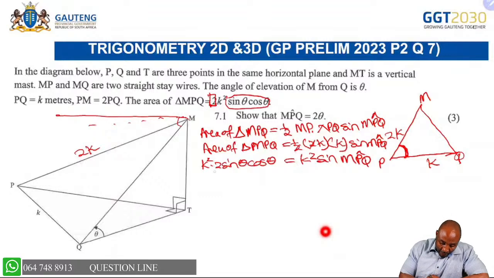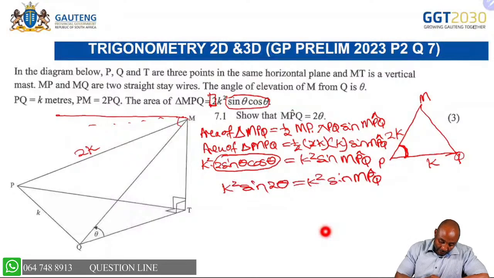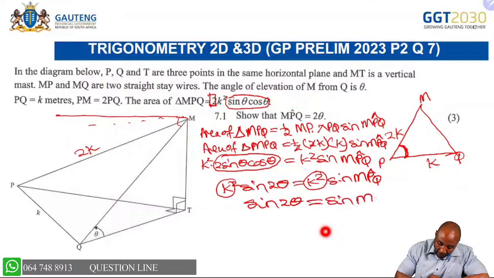Now, I know that 2 sine theta cos theta is an identity. So I can write this as k squared sine 2 theta is equal to k squared sine MPQ, or sine P. I have k squared and k squared, they will disappear. I'm left with sine 2 theta is equal to sine MPQ.